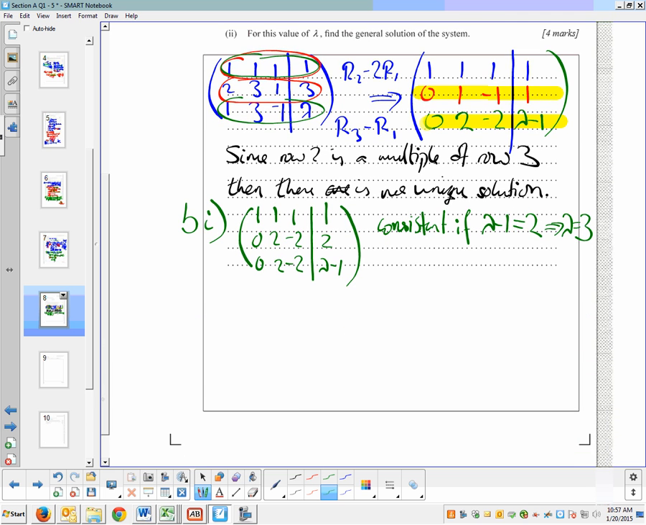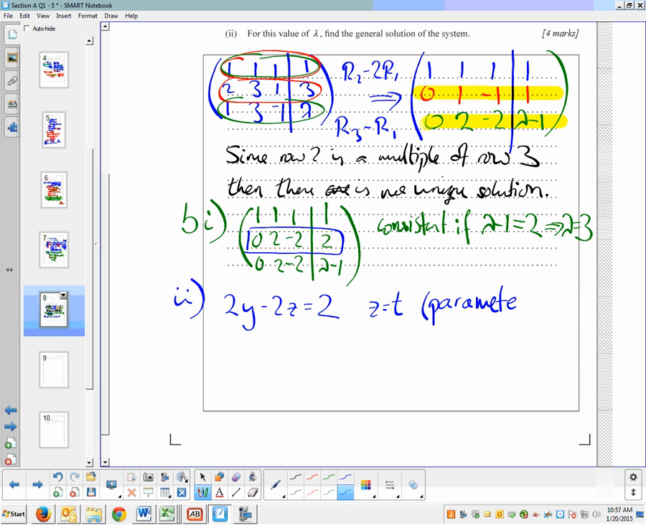And then it says, for this value of lambda, find the general solution of the system. So part 2, we're going to find the general solution of the system where lambda equals 3. So I'm going to start by pulling out this equation. I've got 2y minus 2z equals 2. And I'm going to use z equals t as my parameter.